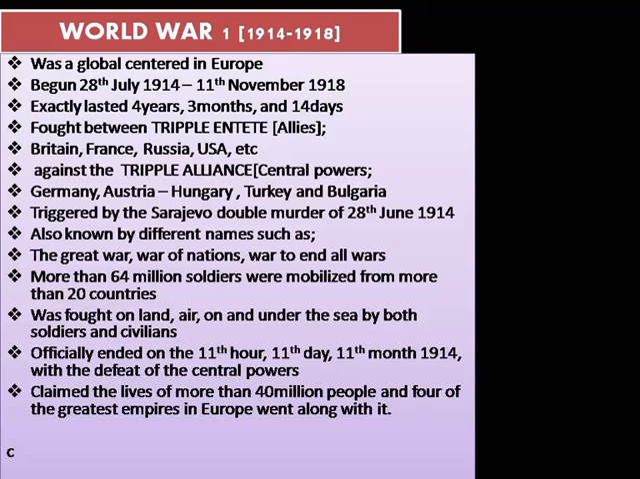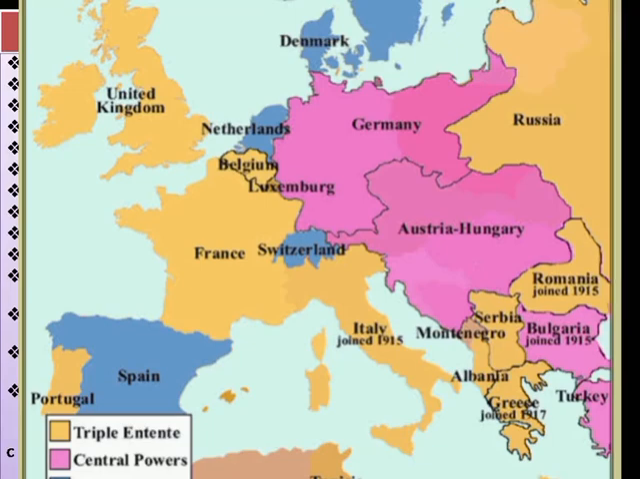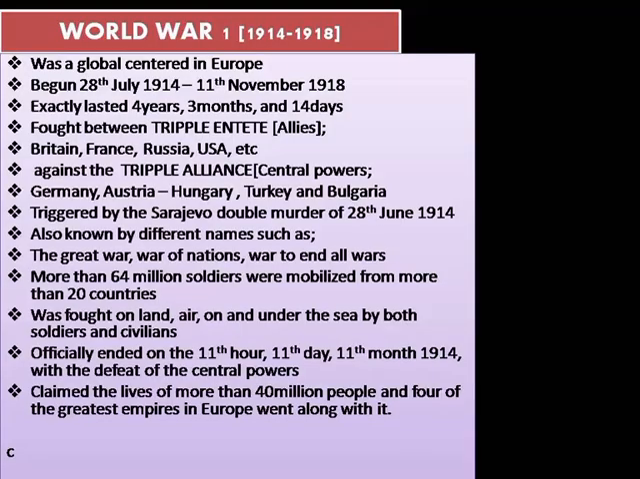World War I can simply be defined as a global war centered in Europe. When I say centered in Europe, I mean that this war commenced in Europe or took place in Europe. This war began on 28th July 1914 and lasted up to the 11th of November 1918. Those were exactly 4 years, 3 months, and 14 days.